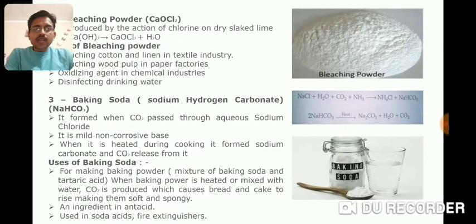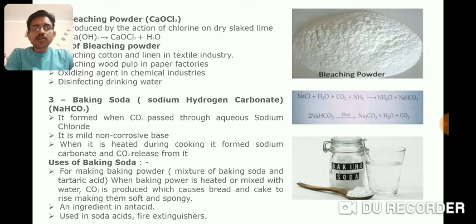Now the next salt is bleaching powder. Bleaching powder is chemically called calcium oxychloride or chloride of lime. Bleaching powder is commercially produced by passing chlorine gas over dry slaked lime. There are so many uses of bleaching powder. Bleaching powder is used for bleaching purposes.